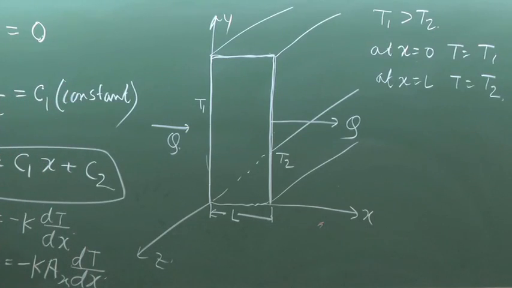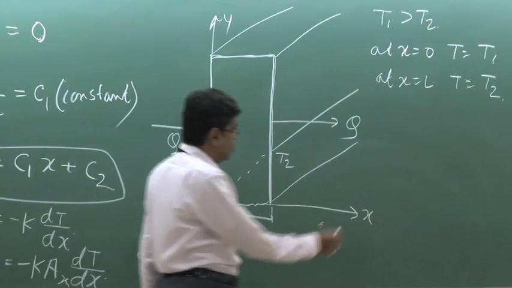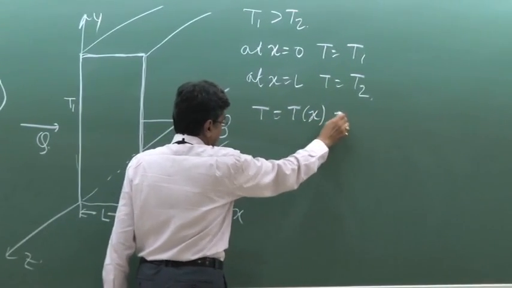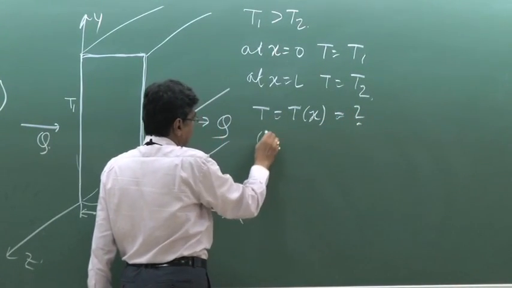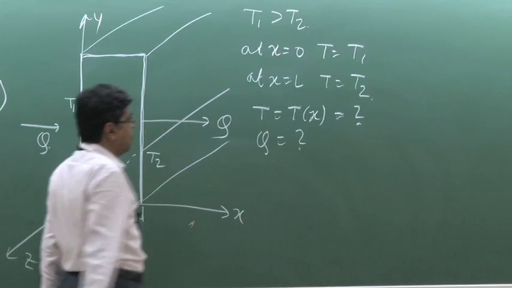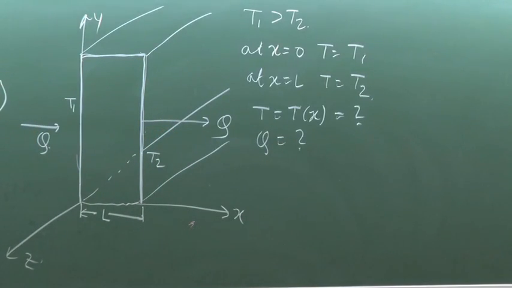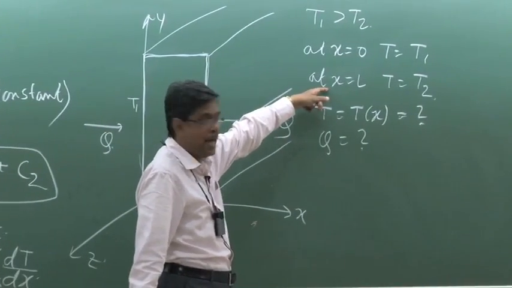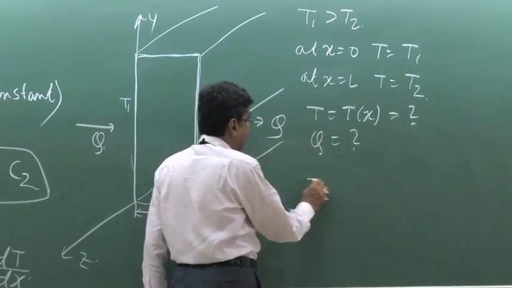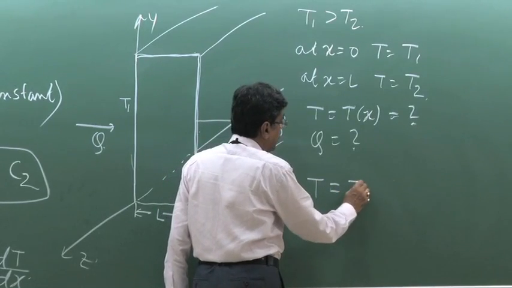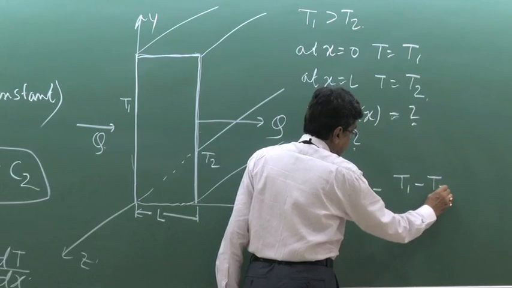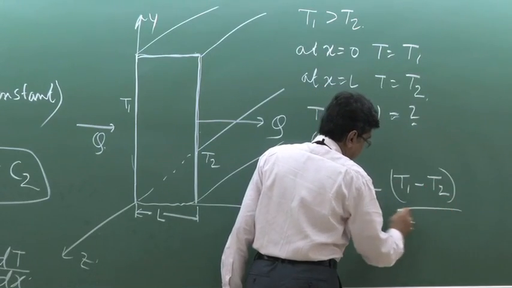What is the Q and what is the temperature distribution? So this is the most simple problem. What is the temperature distribution and what is the heat flux? Now temperature distribution will be found by finding out the C1 and C2 by using these boundary conditions, and you get an expression. If you do so, T is equal to T1 minus (T1 minus T2) divided by L into x.